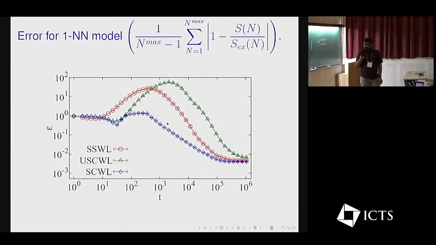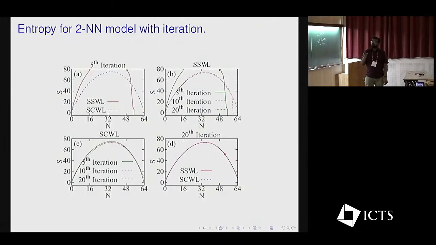Here for the 1NN model, we have an error function which is defined like this, where S of n is the numerically obtained entropy and S exact of n is the exact value of entropy for that n number of particles. One can see that the strip cluster algorithm, the new algorithm we have, has a better convergence compared to the blue and compared to the red and the green curves. It also saturates to a value which is smaller than the other two. So the convergence is pretty good for our new algorithm.